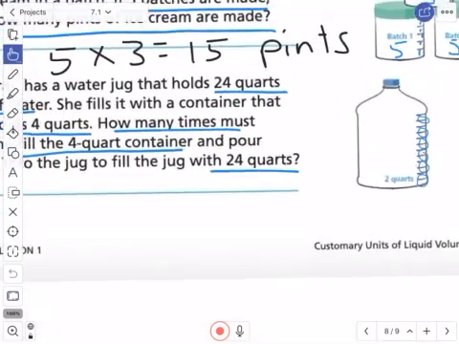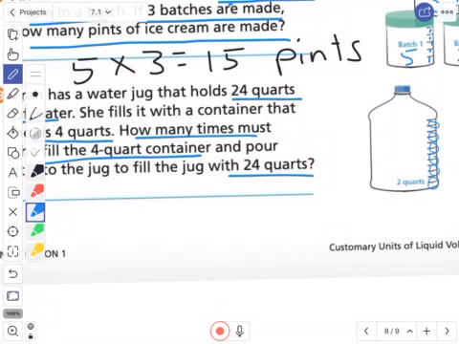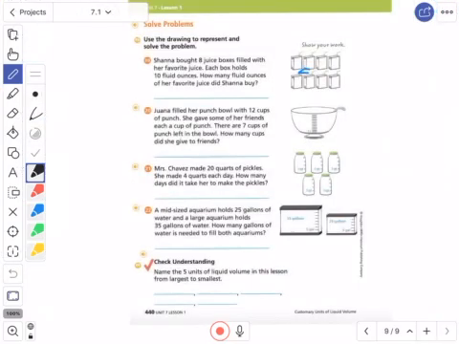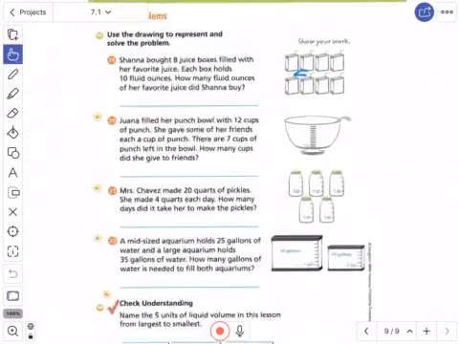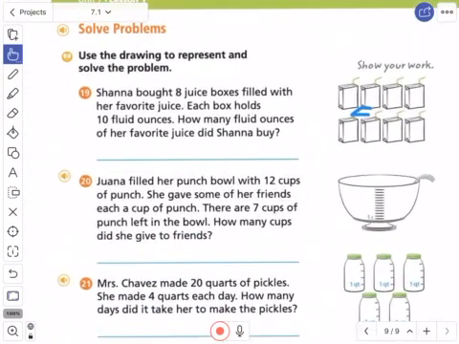I'm going to do my equation because it is division. Because the total is 24, and she's using a smaller one to fill it up. So 24 divided by 4 equals 6. Oh, so 6 times to fill up the whole thing. Okay, so you can go back and rewatch that if you need to. But I am going to now read this again. So you're going to be doing something really, really similar.